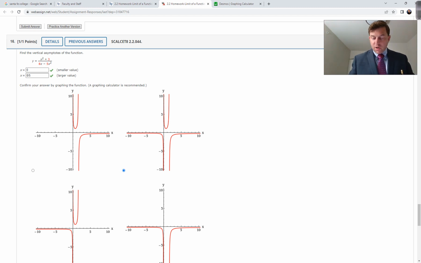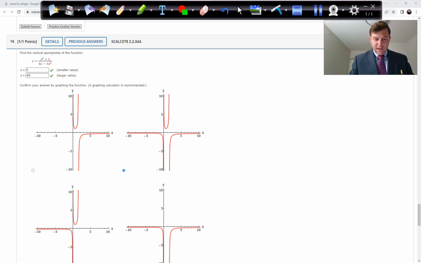But for this first part, I do want to show you how to find the asymptotes by hand. So to find an asymptote, you have to set the denominator of your function equal to 0.